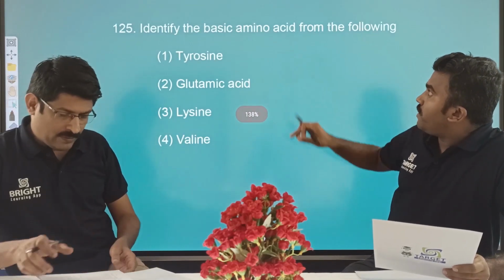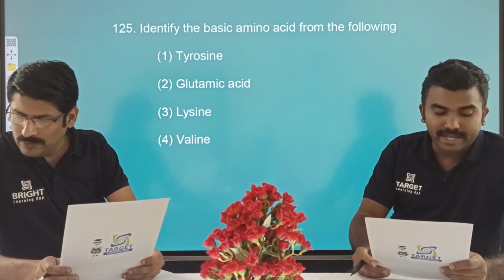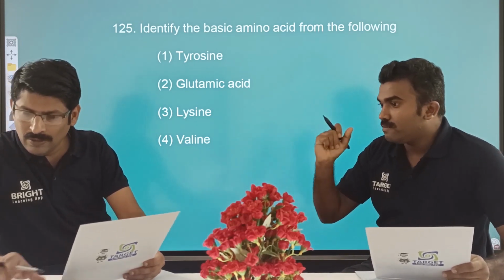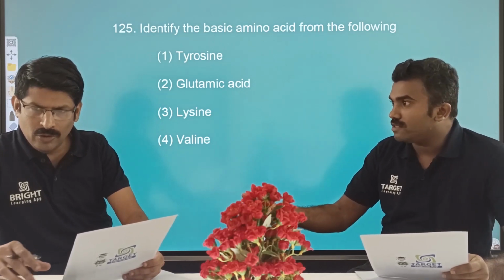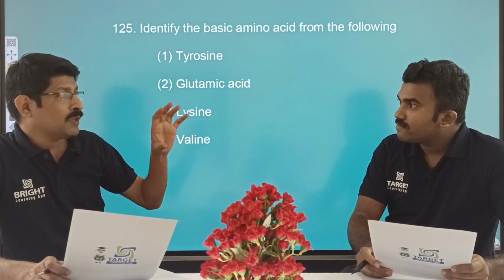Next one, identify the basic amino acid from the following. This is from the chapter Biomolecules. How many questions are from that section? I think it's 3 or 4, no, more than 4 questions from Biomolecules. So total 11 questions from the unit of the cell.